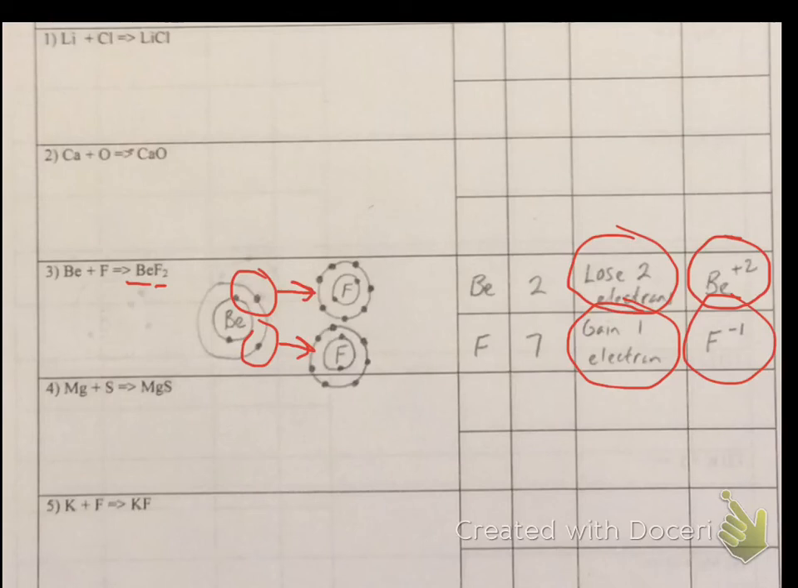Another way to look at this is that the overall charge for the compound is 0. You have 1 +2 charge and 2 -1 charges. And so that gives you an overall charge of 0.